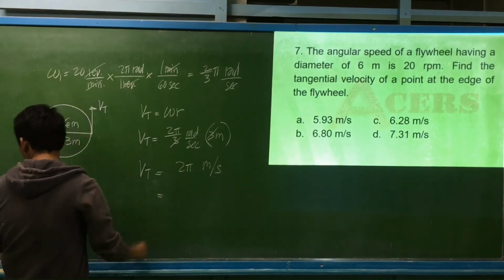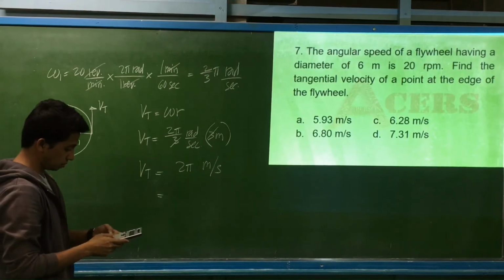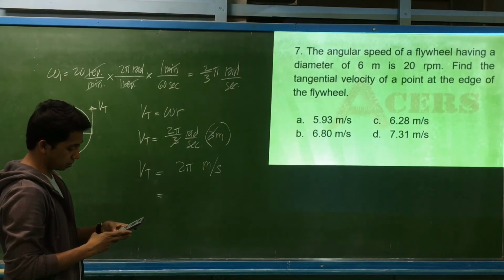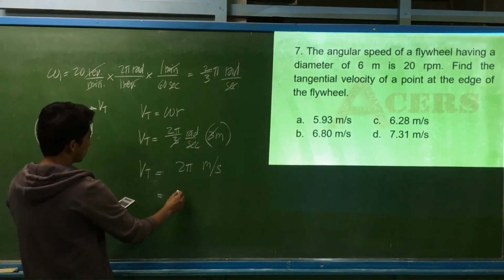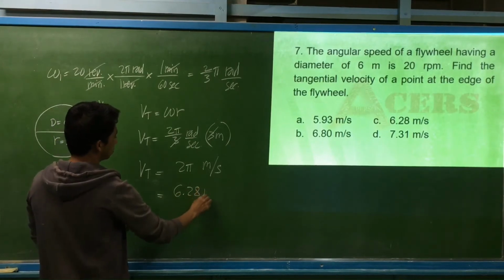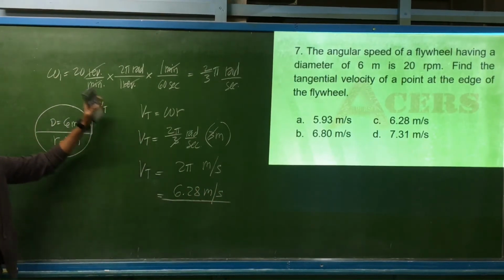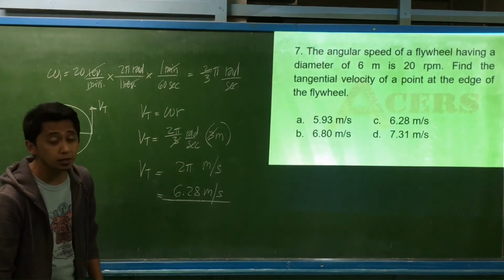So what is the equivalent of 2 pi in decimal? This is equal to 6.28 meters per second, the equivalent tangential velocity of 20 revolutions per minute. So this is letter C.